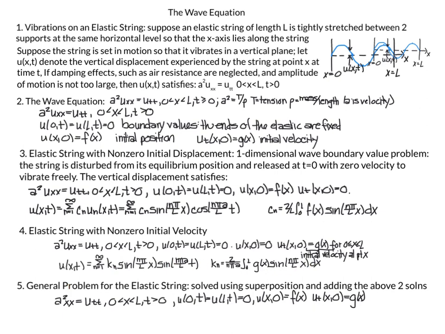And then last, we'll look at the general problem for the elastic string, where we can have a non-zero initial displacement and a non-zero initial velocity. And what we find is we can solve this using superposition of these two solutions and simply add these two solutions to get the solution for the general problem. But first we're going to back up and solve for the elastic string with non-zero initial displacement.